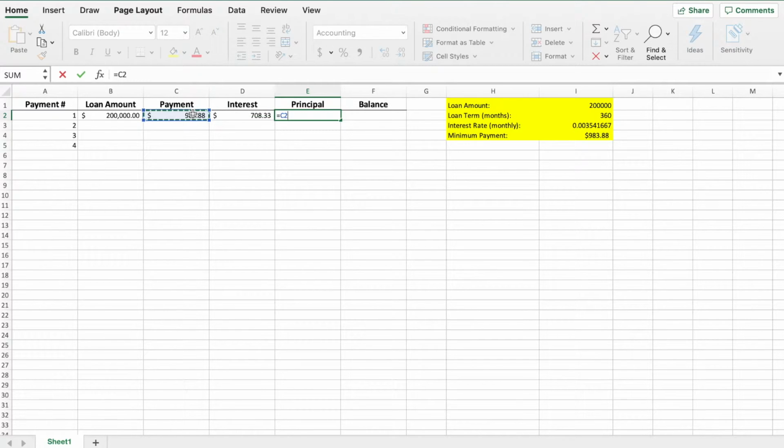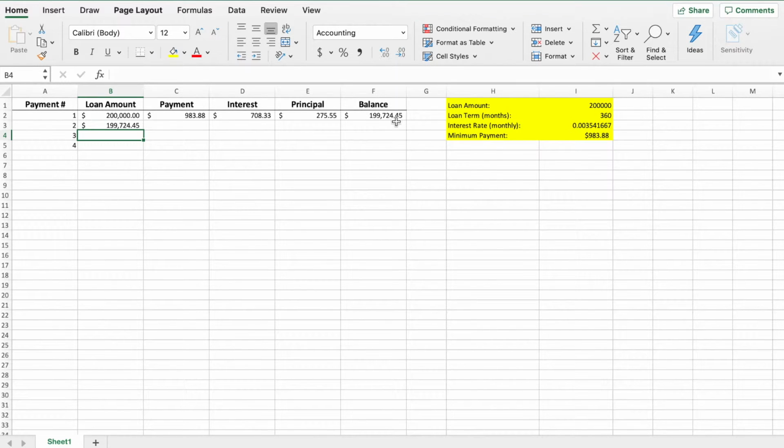We're just going to subtract payment minus interest to figure out how much principal is a part of that payment. And then the balance is not subtracting the whole payment. We're just going to subtract the principal from the loan amount. So the balance equals the loan amount that we started with minus the principal we paid, which equals a new loan amount. So now for the next payment, we're going to enter that new loan amount, which is the ending balance of the previous payment. We're going to pay the same minimum monthly payment.